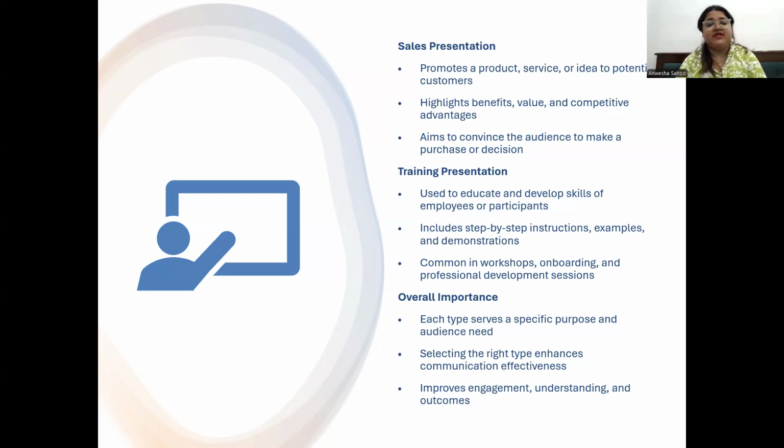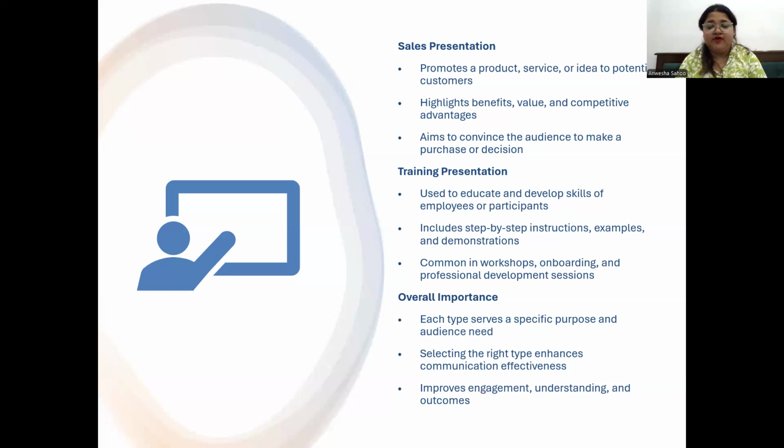Another type of presentation is the training presentation. It is used to educate and develop skills of employees or participants. It includes step-by-step instructions, examples, and demonstrations. It is common in workshops, onboarding, and professional development sessions. So overall, each type of presentation serves a specific purpose and audience need.